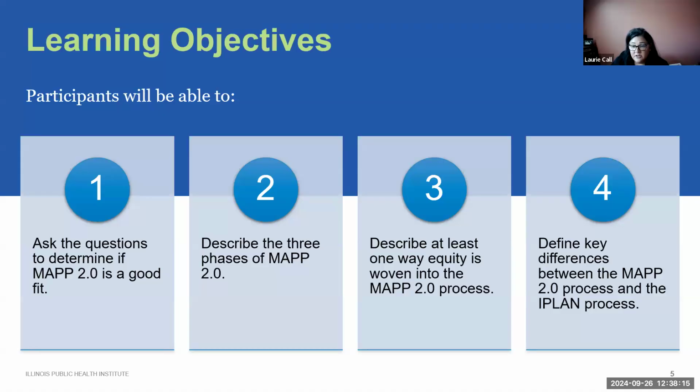We hope that you'll be able to describe briefly the three phases of MAPP. It used to be, I think, 6 or 7, and now it's down to 3.